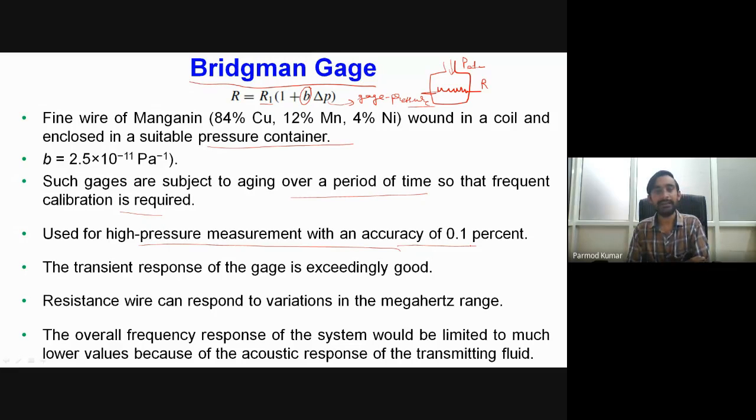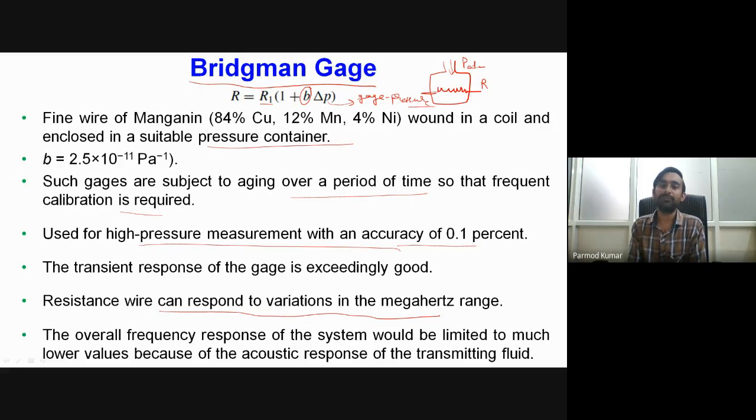And you can see over here it is written that this resistance wire can respond to variations, particularly in the range of megahertz of frequency. But obviously, while we are considering this for measurement of pressure in our fluid system, we cannot go up to the frequencies of megahertz.